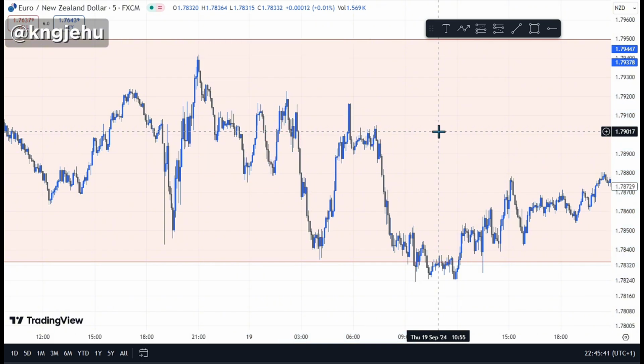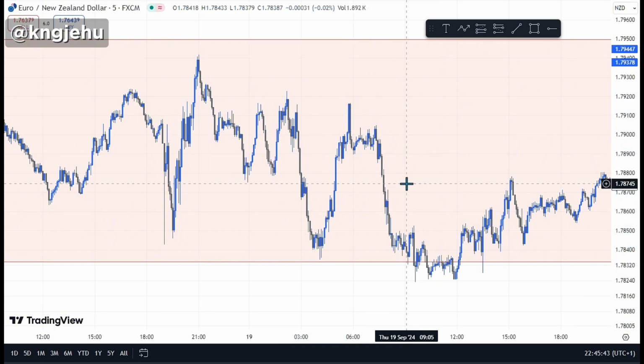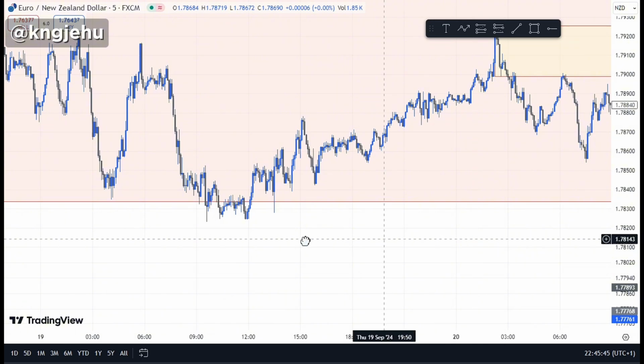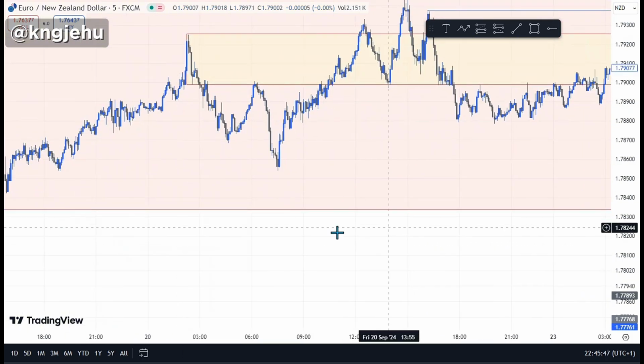Also, this setup played out a few days ago on, I think, BTC. I'm also going to show you guys after I'm done with EURNZD.